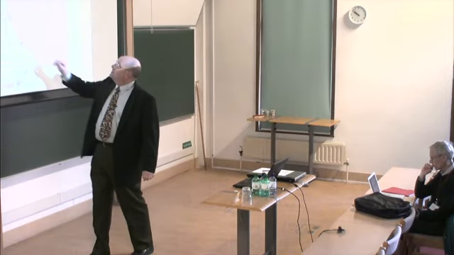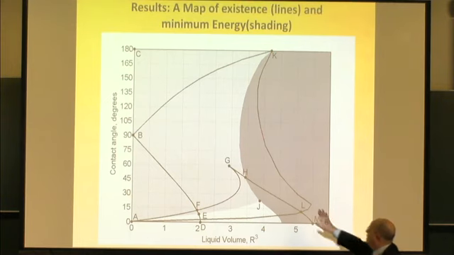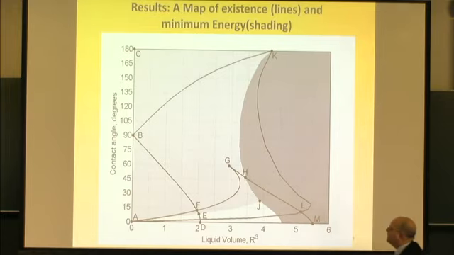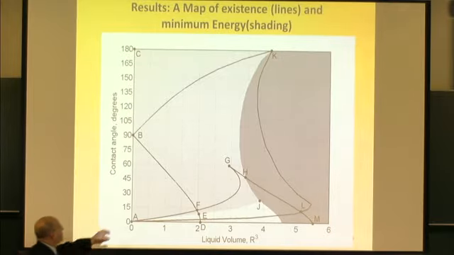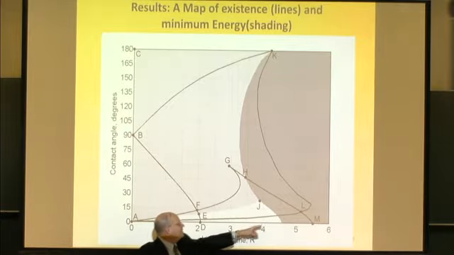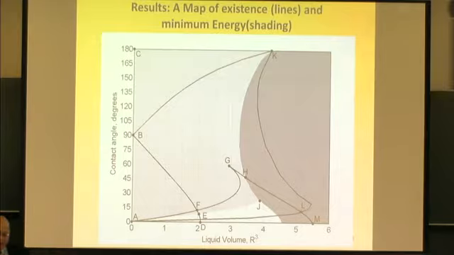So the black lines are the limits of existence, a maximum, a minimum, and then a double-ended existence for the annulus. The shading then is where in this parameter space each one is the minimum energy solution. This big light gray region is where the droplet is the minimum energy solution. The dark gray to the right is where the plug is the minimum energy solution, and only in this little white triangle down here is the annulus the minimum energy solution.